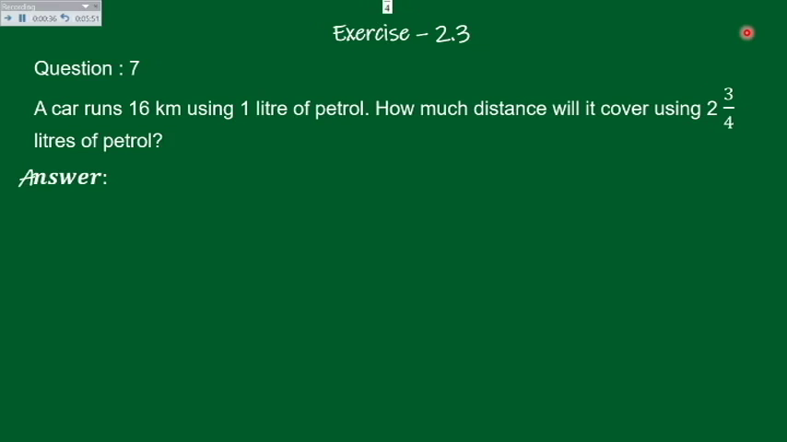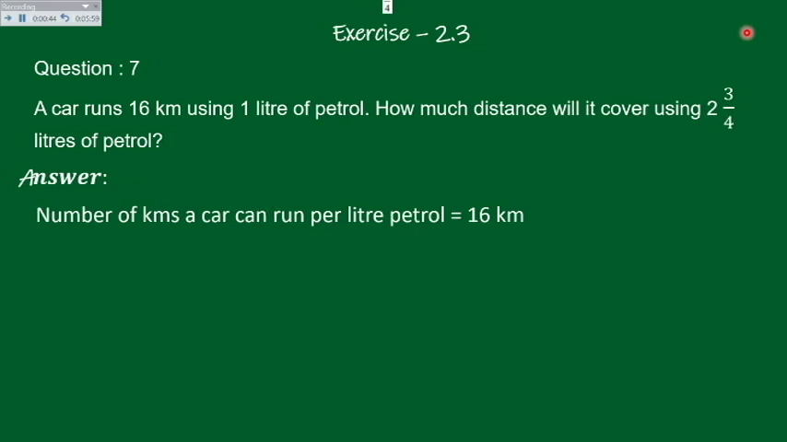So what do you have to do? Again, here you have to do multiplication. See how you have to do it. Write the statement: number of kilometers a car can run per liter of petrol equals 16 kilometers. Then the quantity of petrol is equal to what? 2 whole 3 upon 4 liters, which is equal to 11 upon 4 liters.